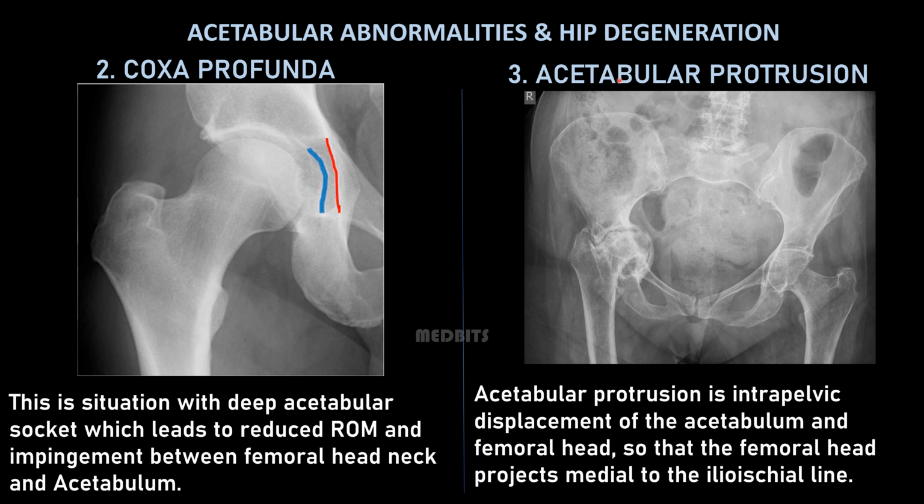Coming to the next one, acetabular protrusion. Acetabular protrusion is intrapelvic displacement of the acetabulum and femoral head, so that the femoral head projects medial to the ilioischial line. In this condition, the person starts to limp.